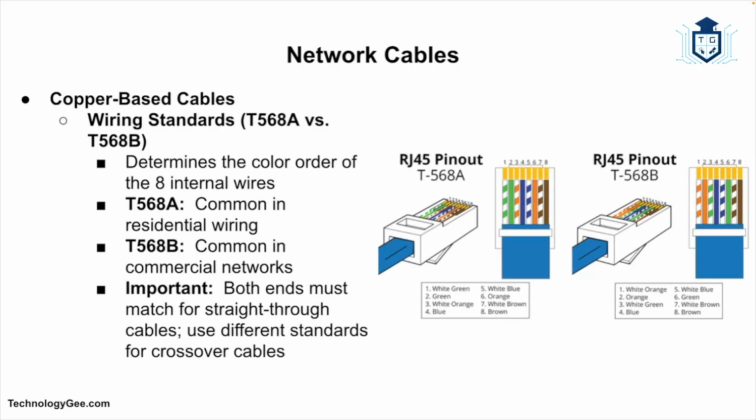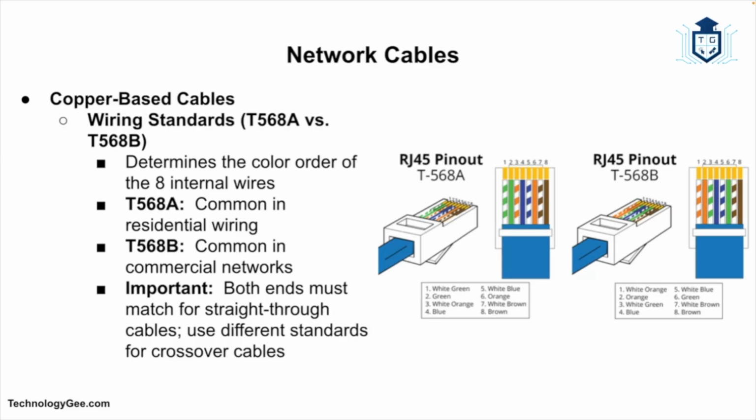Within that, we have various wiring standards for twisted pair cables, specifically how the 8 wires inside the cables are arranged. You have what is called T568A, which is often used in residential setups, and T568B, which is more common in commercial installations.